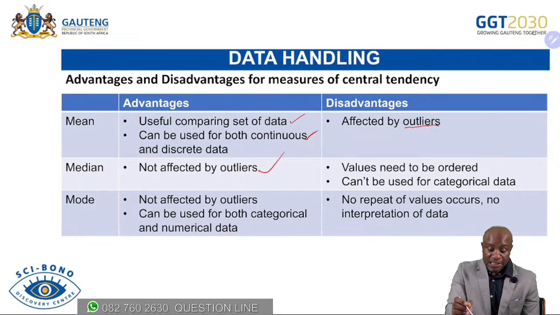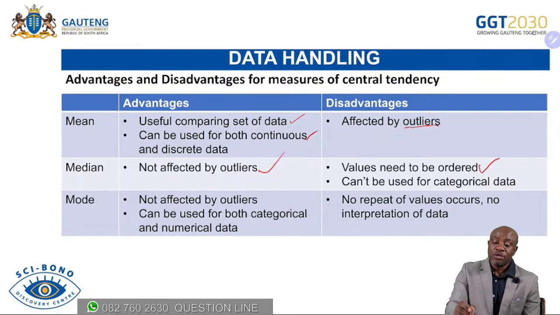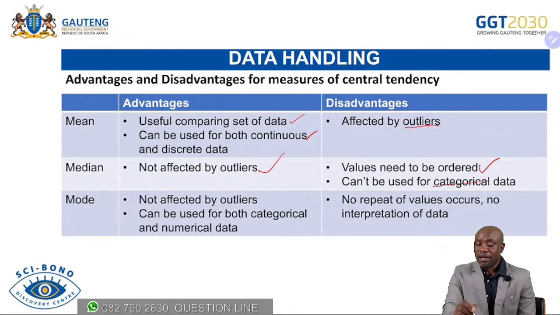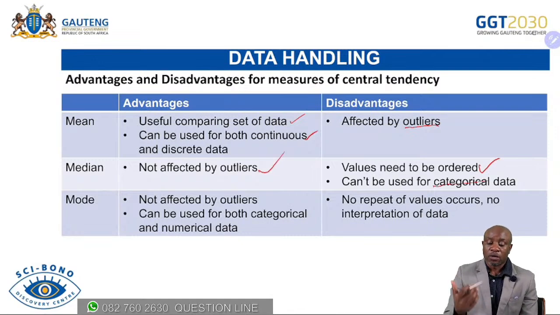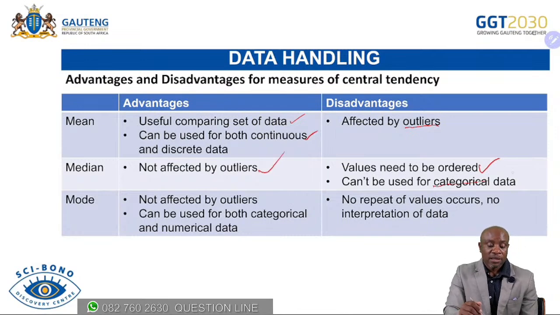And the disadvantage now: the values need to be ordered. Sometimes we forget, we just take the values as they are. There we are, we look for the median. And it can't be used for categorical data. You can't arrange teams and then say this one is the most middle. Who says this one must start? When we say how many people support this, what's the most favorite team, you can't do that. You can't find the median on categorical data.